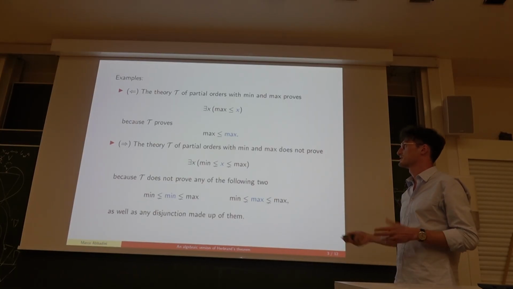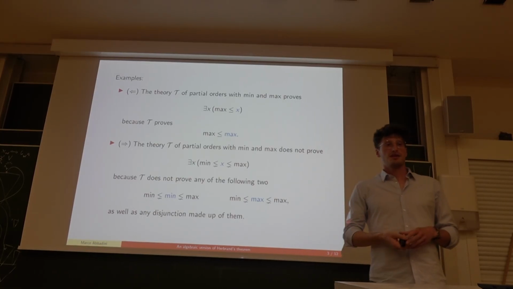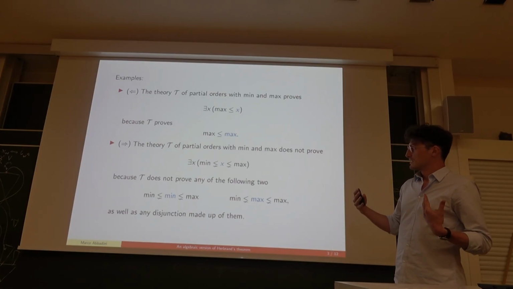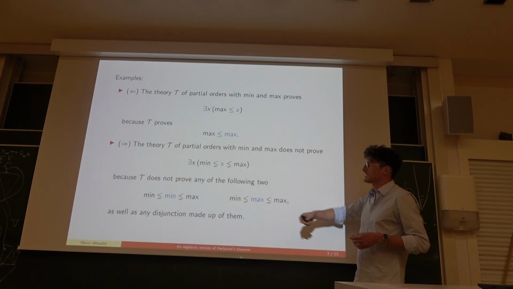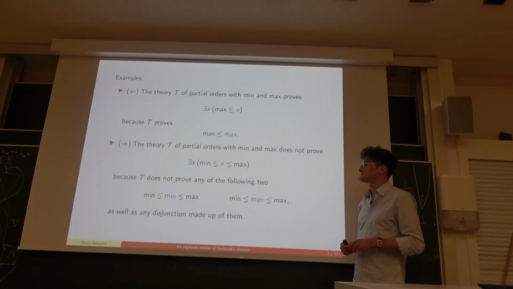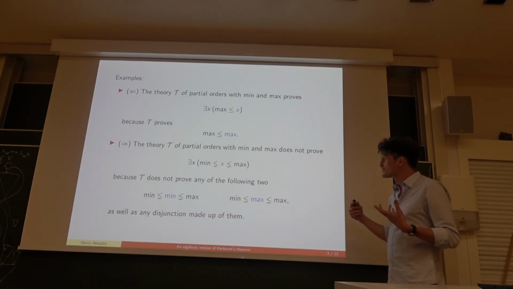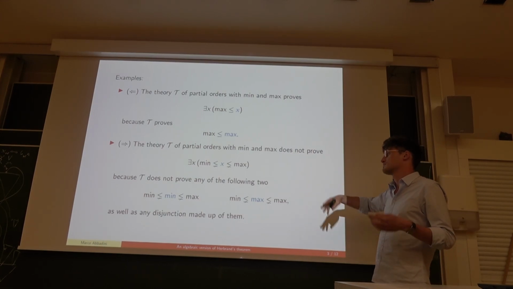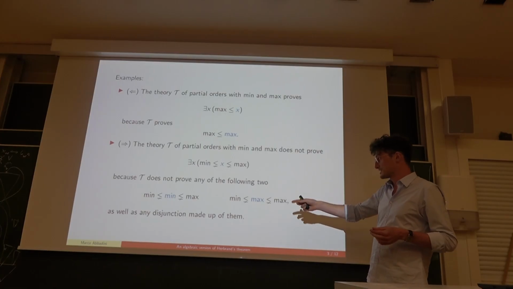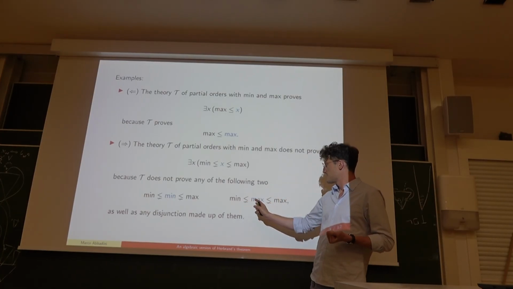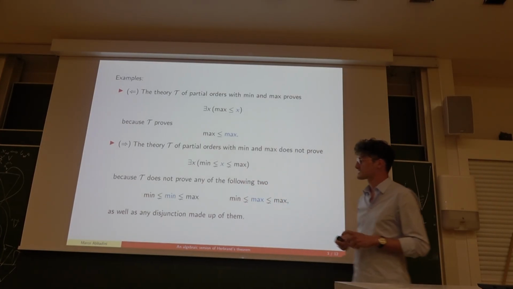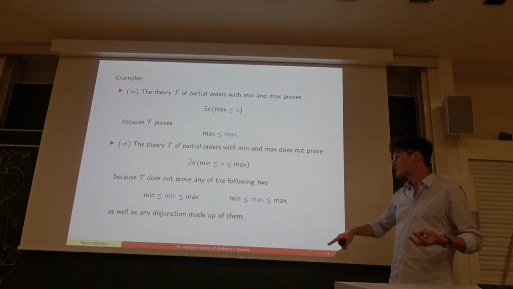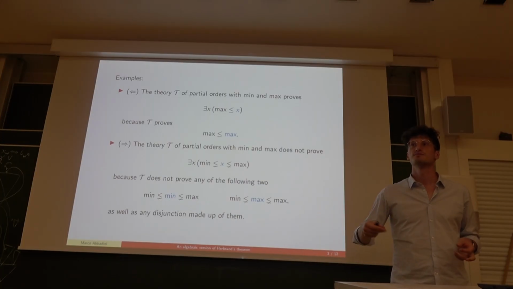Okay, this is actually the easy direction. And the other one is, in this case, if you consider the sentence exists x strictly between min and max, the theory T does not prove it because, applying Herbrand's theorem, T does not prove any of the two instances where we replace x by the only term-definable constants we have, min and max, as well as T does not prove any disjunction made up with them.